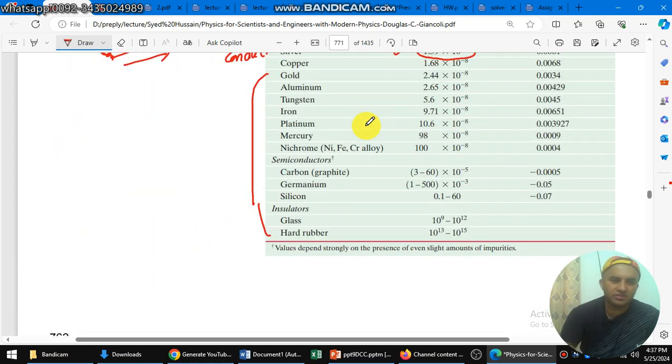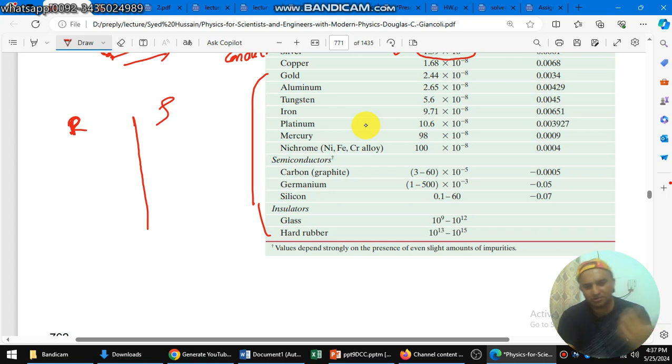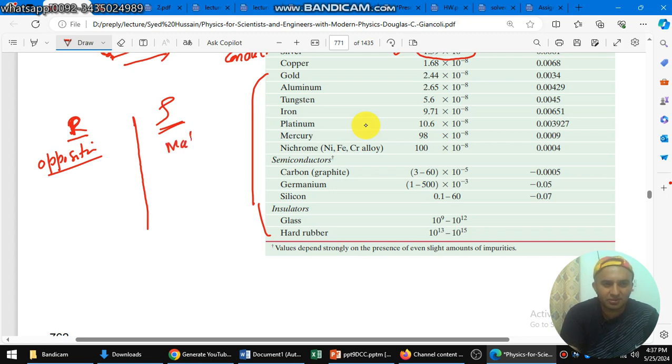Now if I conclude this, what is the difference between resistance and resistivity? Resistance is a physical property of a material, because the opposition offered in the material is called the resistance. But resistivity is a material property. Resistivity is the same for the same material. For example, if you use copper wire, the resistivity of copper wire is the same.